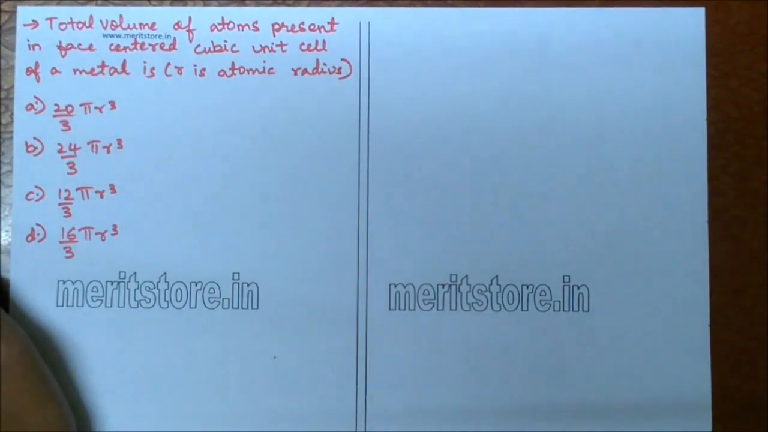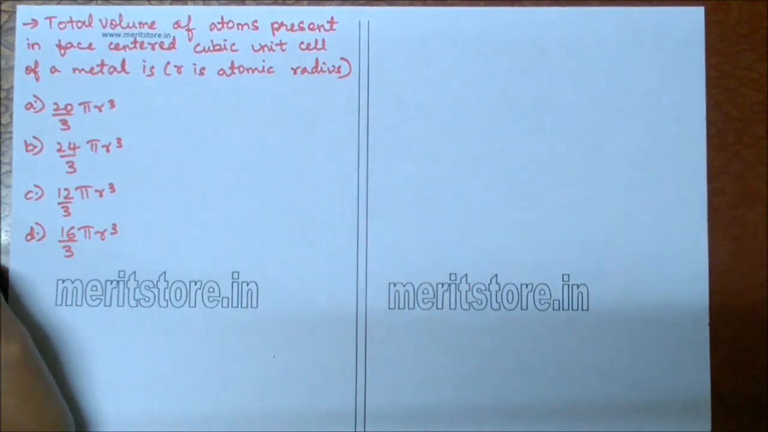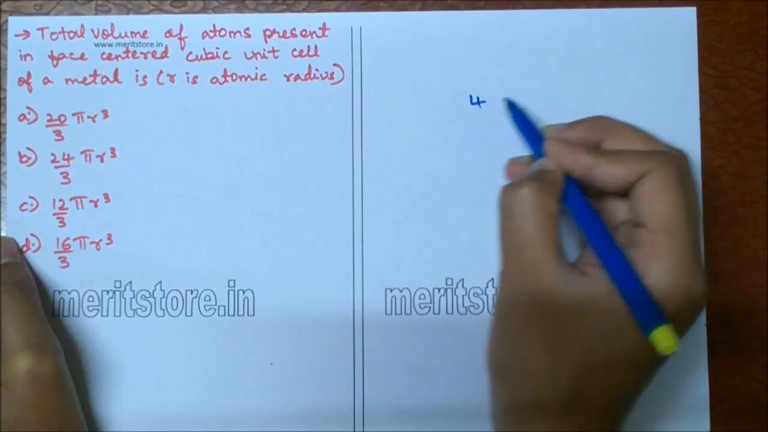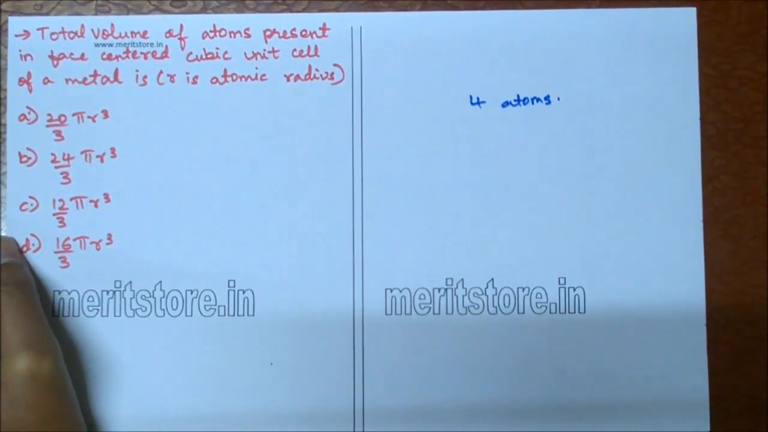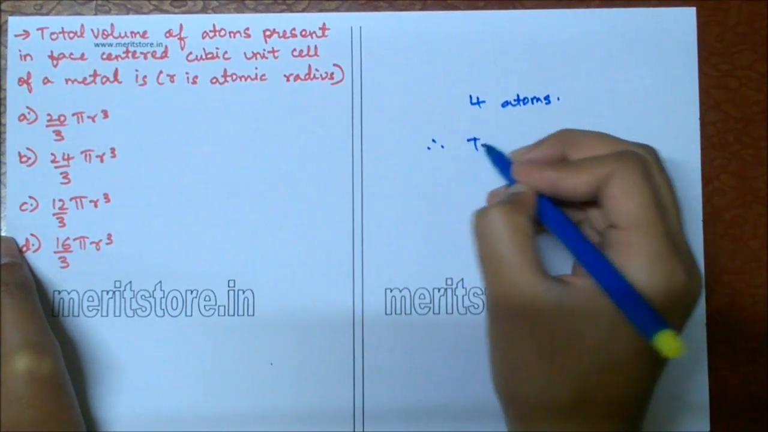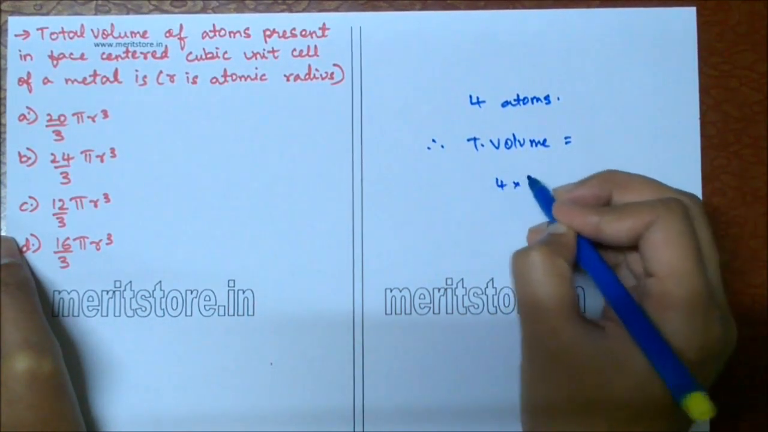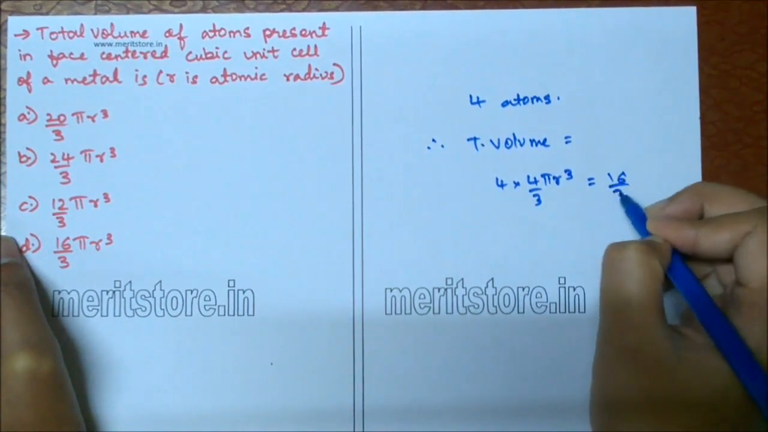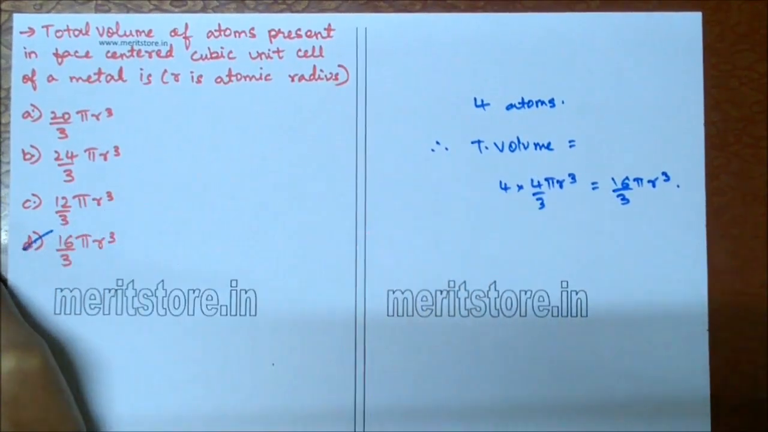What is the volume of atoms present in an FCC unit cell, a face centered unit cell of a metal, where r is the atomic radius? In an FCC lattice, effectively 4 atoms are present in a unit cell. Therefore, the total volume of atoms present in FCC is 4 × 4/3 πr³, which is equal to 16/3 πr³ as the total volume in the unit cell. So option D is the correct answer.